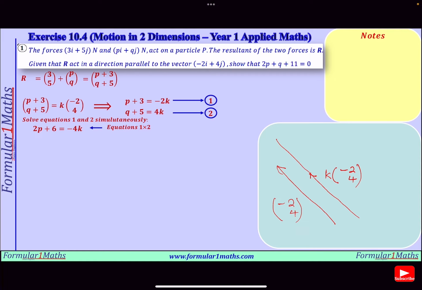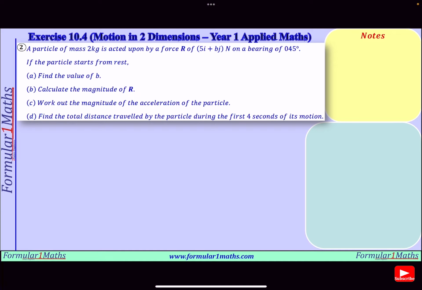Question 2. A particle of mass 2 kilograms is acted upon by a force R of 5i plus bj newtons on a bearing of 45 degrees. If the particle starts from rest, A, find the value of b, B, calculate the magnitude of R, C, work out the magnitude of the acceleration of the particle, D, find the total distance traveled by the particle during the first 4 seconds of its motion.